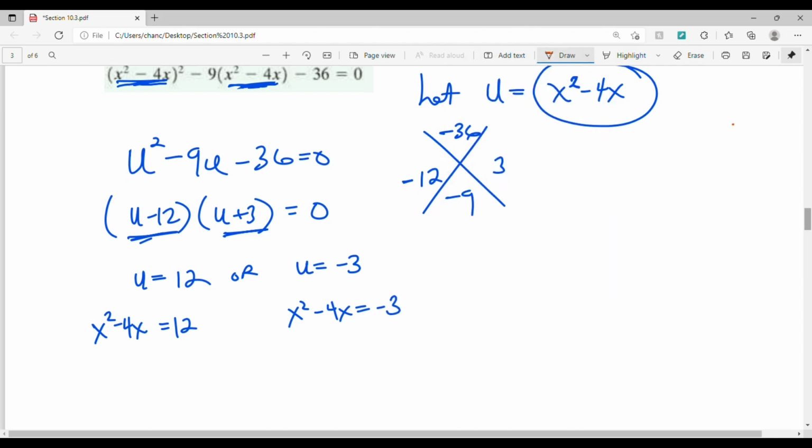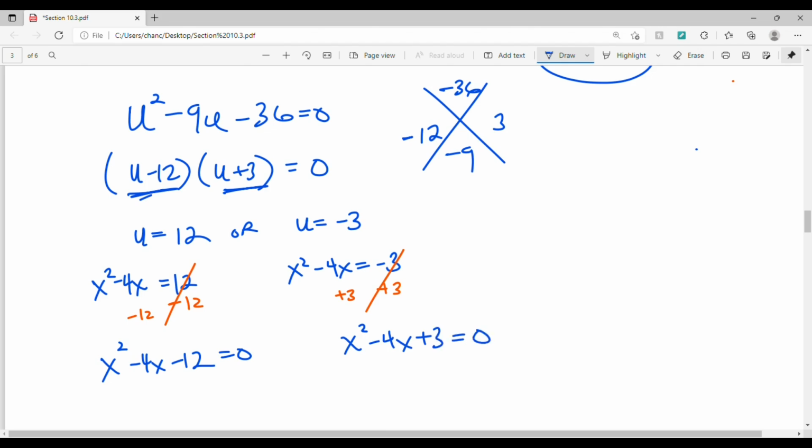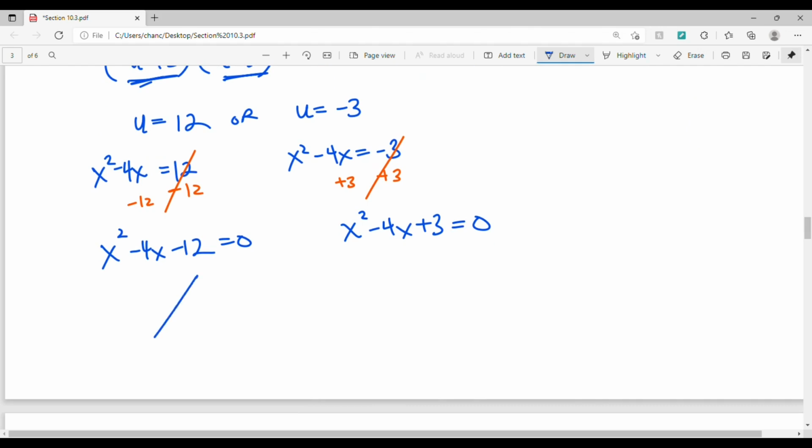Wow, this is an interesting problem because we have another quadratic. So we'll set each of these equal to 0. For the first one, I'll subtract 12 from both sides. For the second one, we'll add 3 to both sides just to set our equation equal to 0. And you'll see this is x squared minus 4x minus 12 equals 0. And on this side, we have x squared minus 4x plus 3 equals 0. What do you know? We have to factor this thing twice.